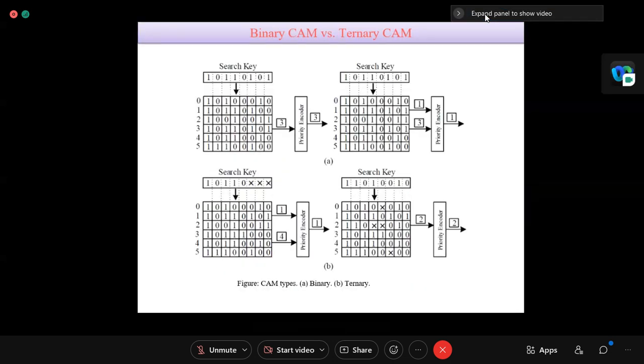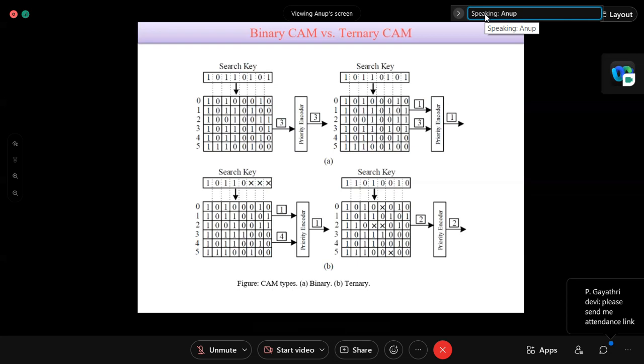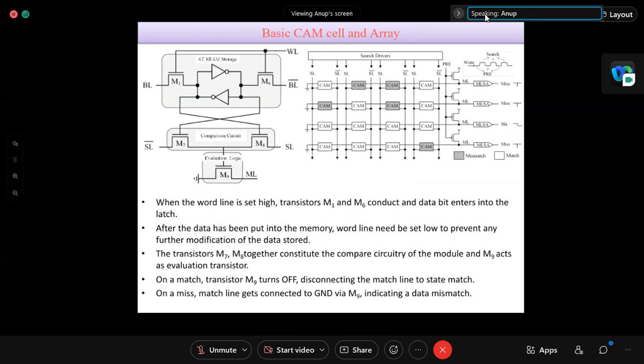So this is binary CAM versus ternary CAM. Now I hope you understand the difference. The upper one is binary and the lower one is ternary. Ternary means we are putting in global or local masking. This is the basic CAM cell. You see the left figure, that is the basic CAM cell.